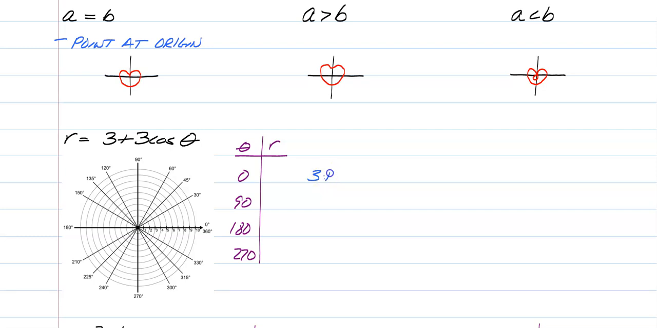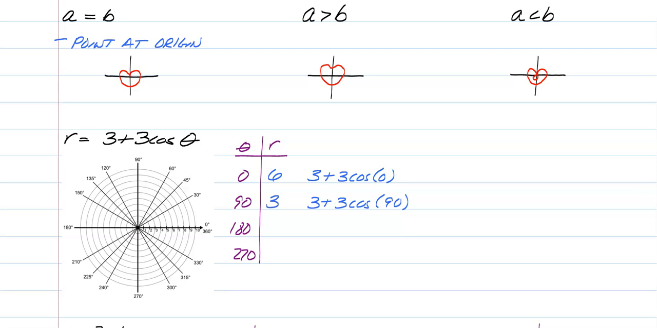So this is 3 plus 3 cosine of theta, which is 0. Now go back to the unit circle. You know that cosine of 0 is equal to 1. So that basically makes this 3 plus 3, so we have 6. We're going to do it again. 3 plus 3 cosine of 90. Again, on the unit circle, we know cosine of 90 is equal to 0. So 3 plus 0 is 3.